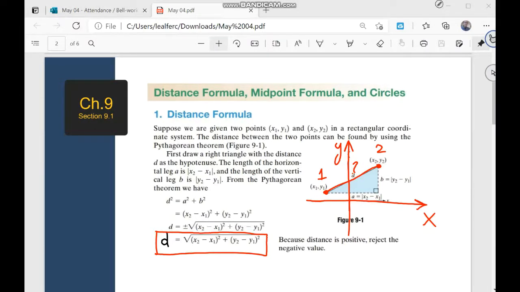This is the distance formula. D equals square root, parentheses, x2 minus x1 squared plus y2 minus y1 squared. We're going to use the coordinates of point 1 and the coordinates of point 2. But wait a minute, I think we can prove this is right. We can believe this formula is right, but actually by applying the Pythagorean theorem, we can prove this is correct, this is a good formula.